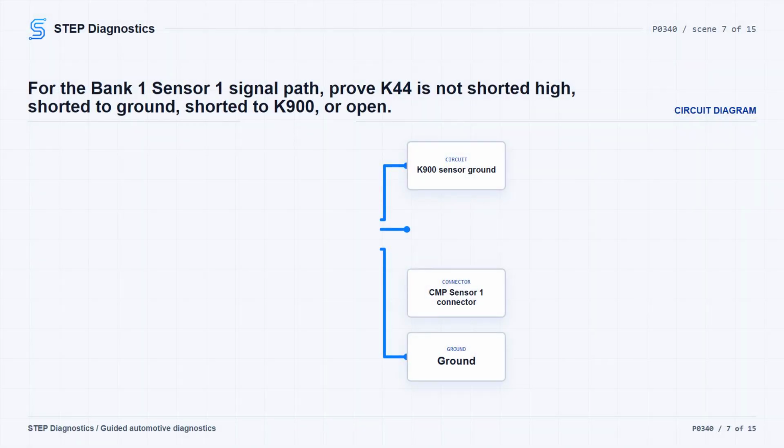If the related cam sensor path is not active, move into the K44 CMP1/1 signal circuit checks. Again, treat it like an intermittent and move the harness and connectors while testing.